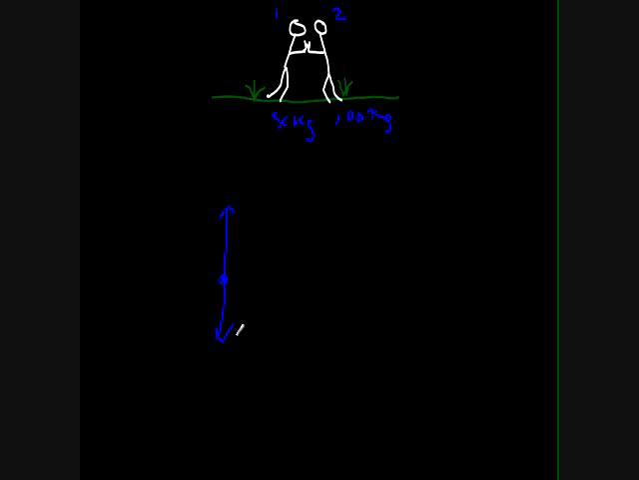And here I have Fg on 1 by the earth. And I have Fn on 1 by the ground. Now this person is pushing in this direction. That would be the force applied on 1 by 2. And now this one becomes opposing. Force of friction on 1 by the ground.